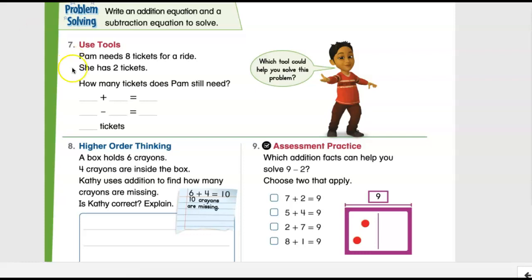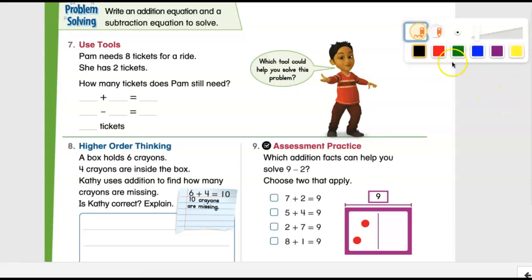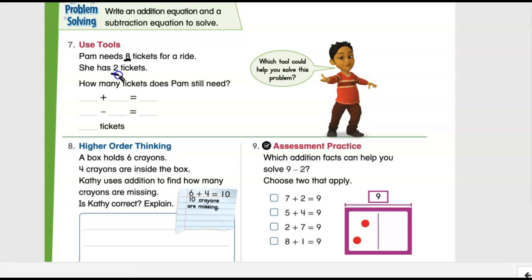So we are going to write an addition equation and a subtraction equation to solve for number 7. If we read it again, it tells us that Pam needs 8 tickets, but she only has 2 tickets. So we are trying to find out how many tickets Pam still needs. We are going to use the numbers 8 and 2 to write both an addition and a subtraction equation, and we also need to find what our missing part is. How many more tickets does Pam still need? We can find out this number by using both addition and subtraction.